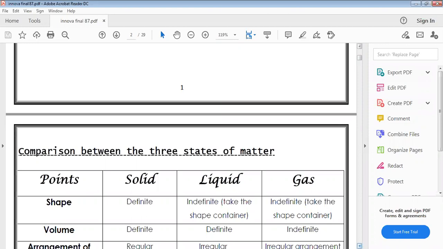This one is more accurate than the beaker, so you can measure it with the measuring cylinder. You find it the same. Okay, what about the gas?